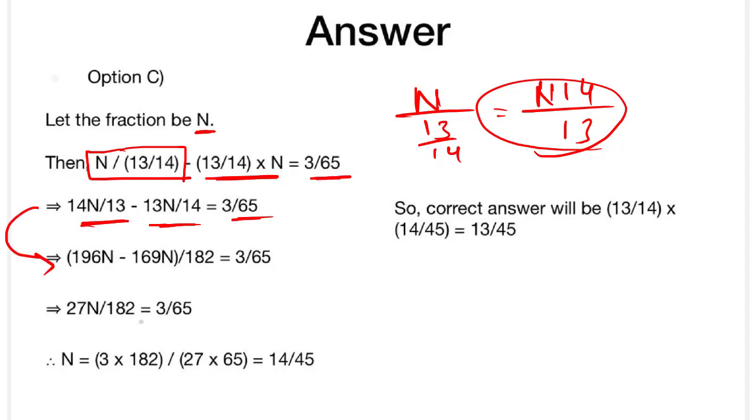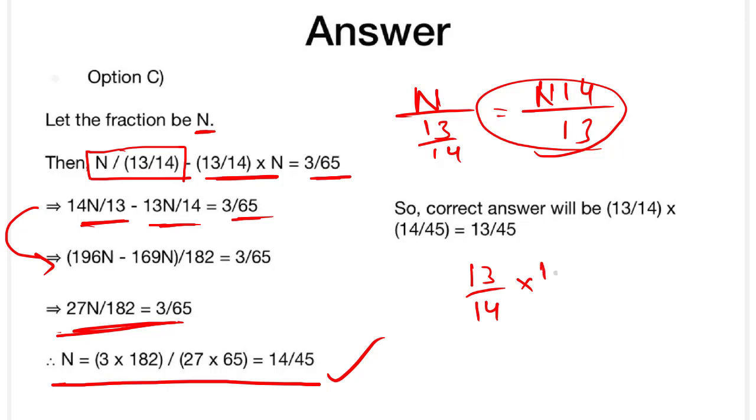By doing all the simplification, we get to this 14 by 45. So the answer is not yet completed. The correct answer: he took 13 by 14, and what we got is 14 by 45. So the answer is going to be 13 by 45. That's it. Let us see the next problem.